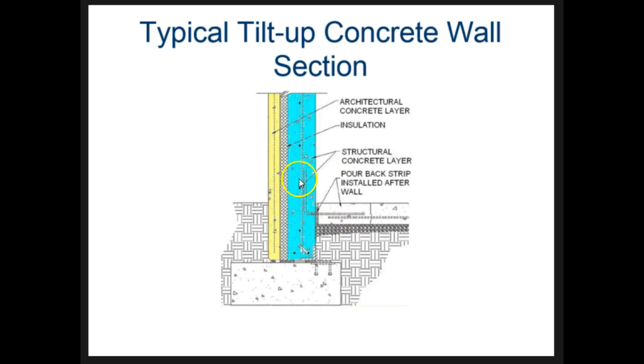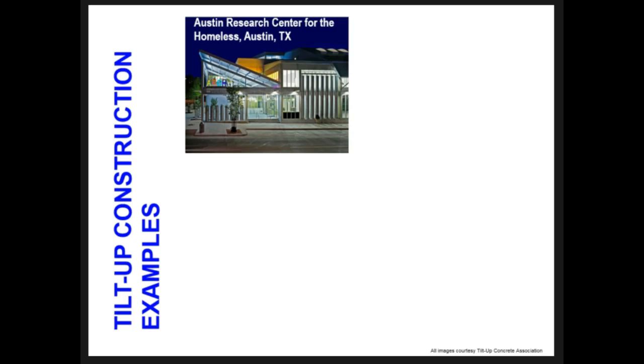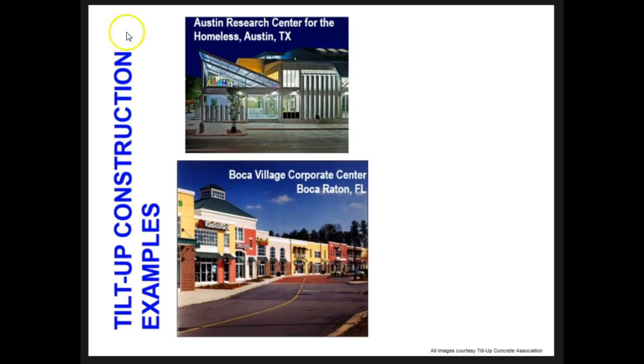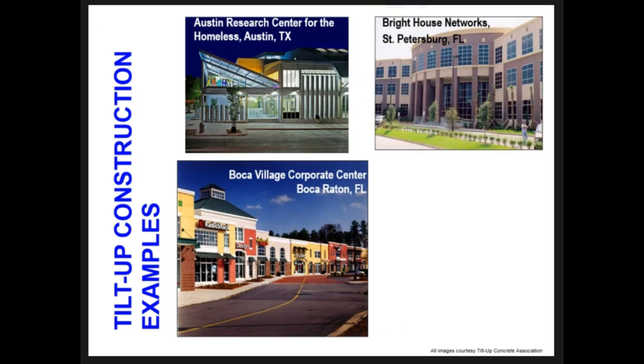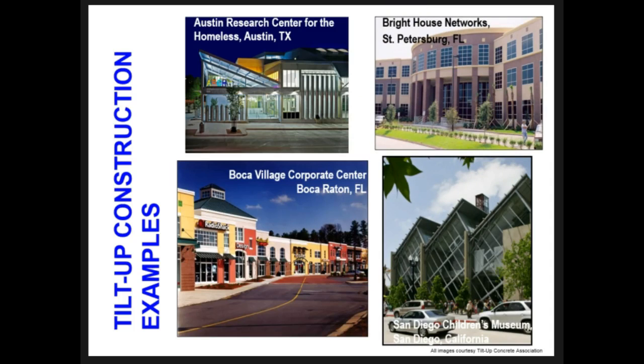It basically locks these two pieces together so that this wall stays in place between these little brackets here into the foundation, and then this piece has been poured into the concrete there. And here's some examples of where they've used it in the past. That one's actually the Austin Research Center, and some other places where they've used tilt-up concrete walls.